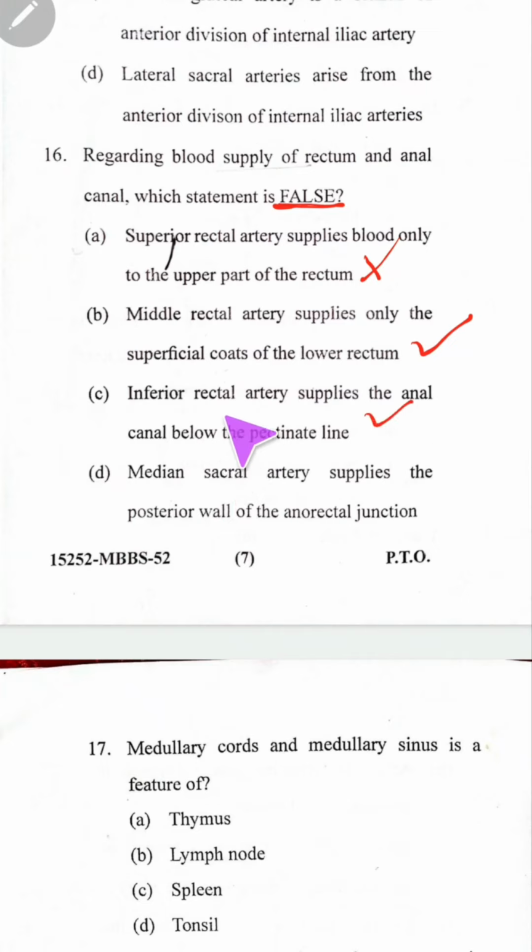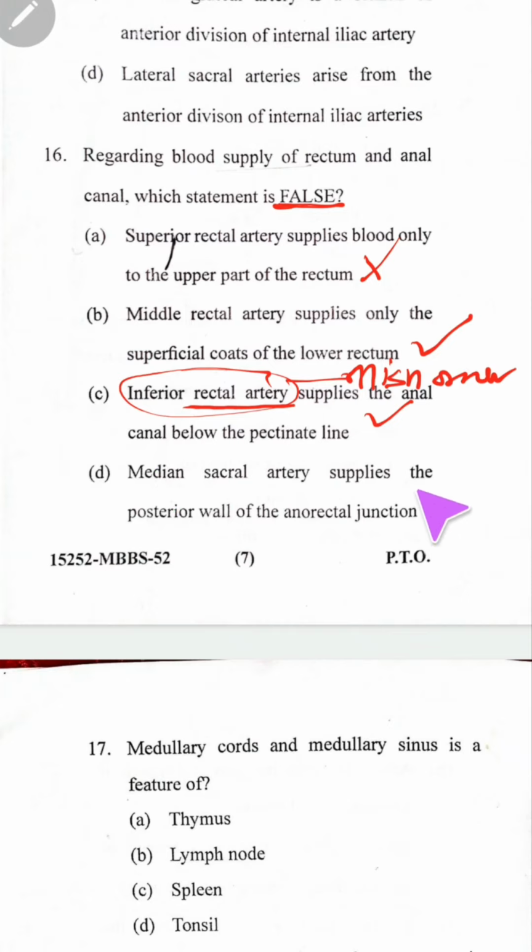Yes, inferior rectal artery is actually a misnomer. If you go to my channel, there's already a long, detailed lecture on the rectum. You'll find the details about this blood supply there. You'll get to know that inferior rectal artery is a misnomer. Why misnomer? It doesn't supply the rectum, it only supplies the anal canal, and that also below the pectinate line. So this is a correct statement here, that it supplies the anal canal below the pectinate line.